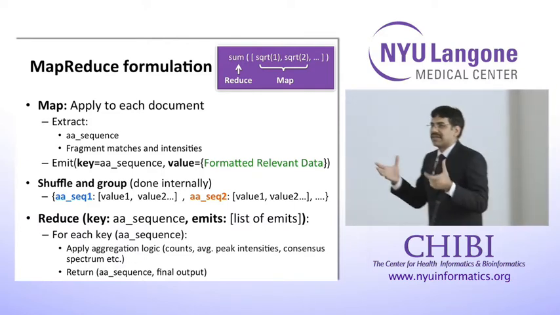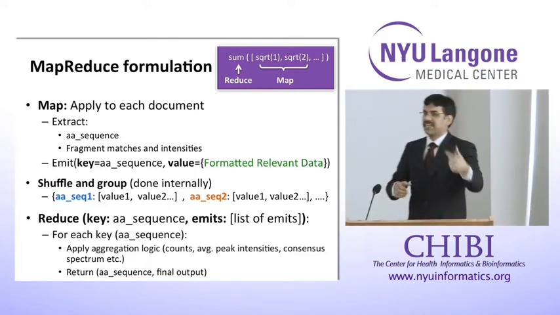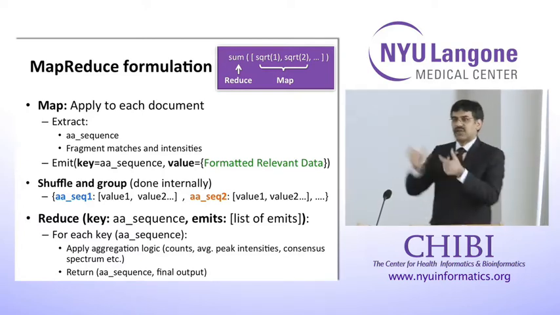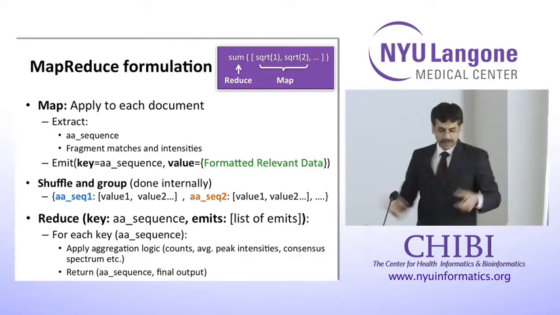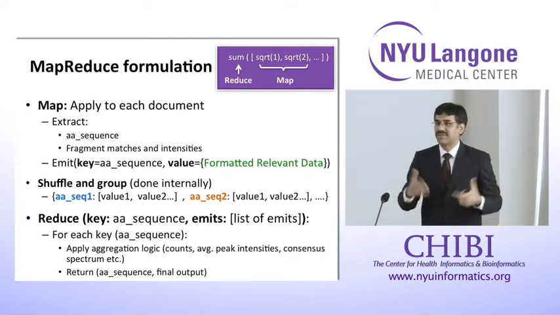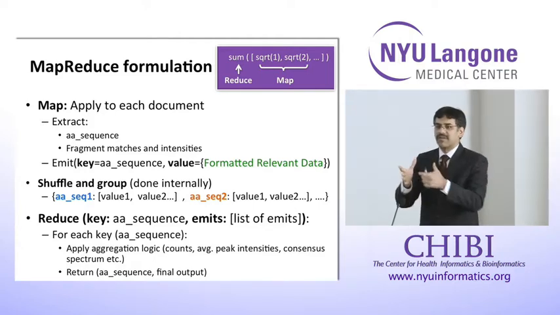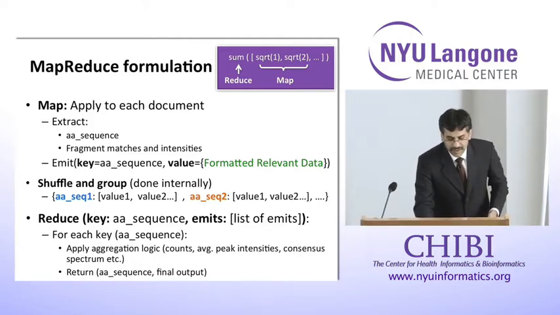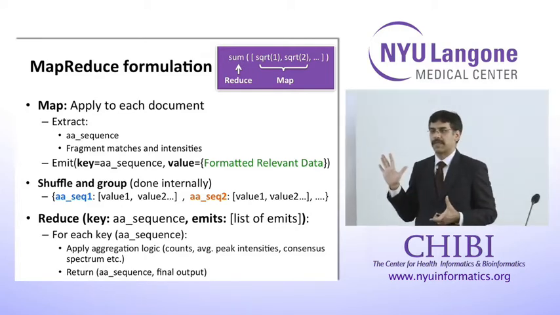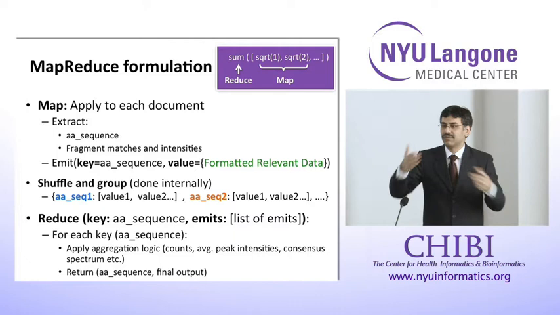Now, once you have all the data grouped by amino acid sequence, then you apply the reduce function on each of these amino acid sequences. It'll take the amino acid sequence as input, and it'll take its list of observations, fragment ion matches, and you can apply any kind of arbitrary logic. You can count the number of times each fragment is observed. You can find average peak intensities. You can generate a consensus spectrum out of it, and finally return the amino acid sequence and the final output, which is our 5 most intense fragment ions. Okay, so that's how you would basically break down this complex computation into a series of steps.